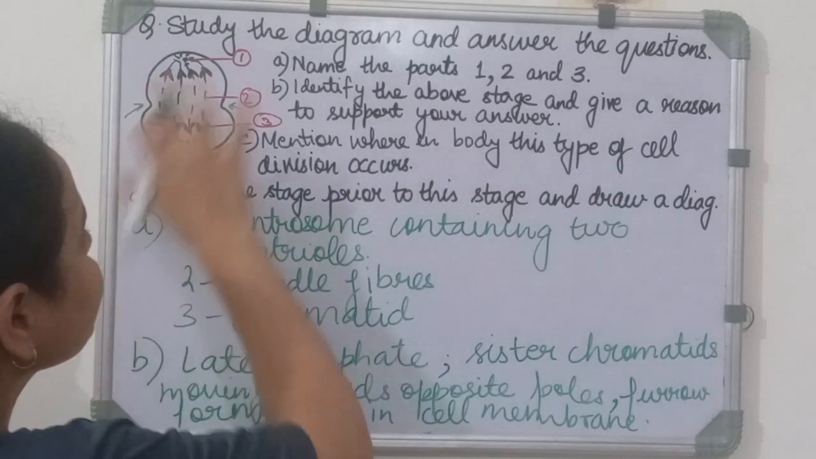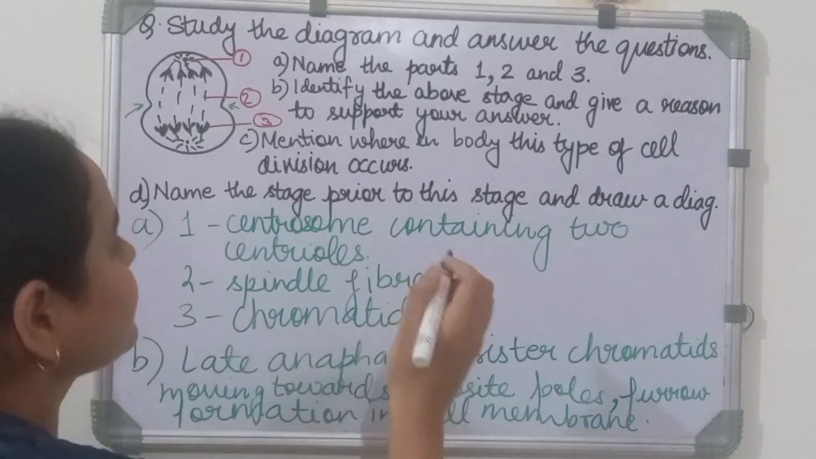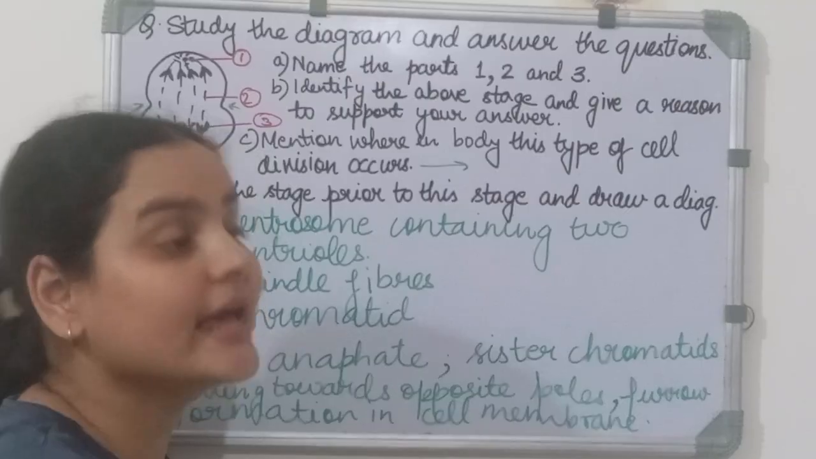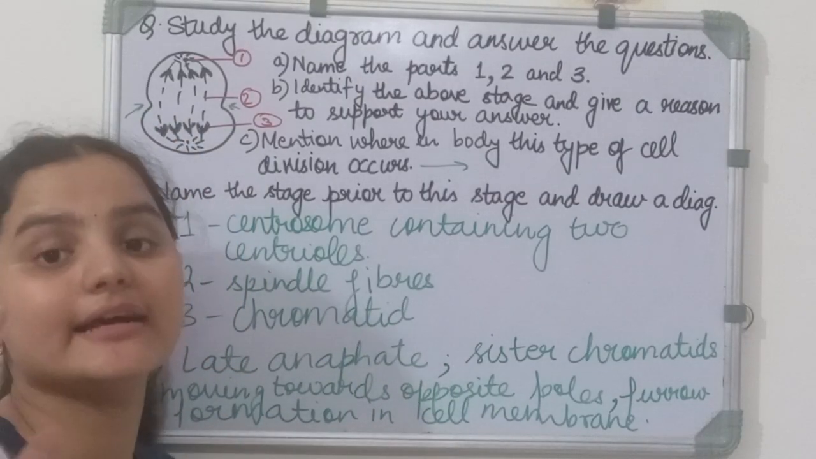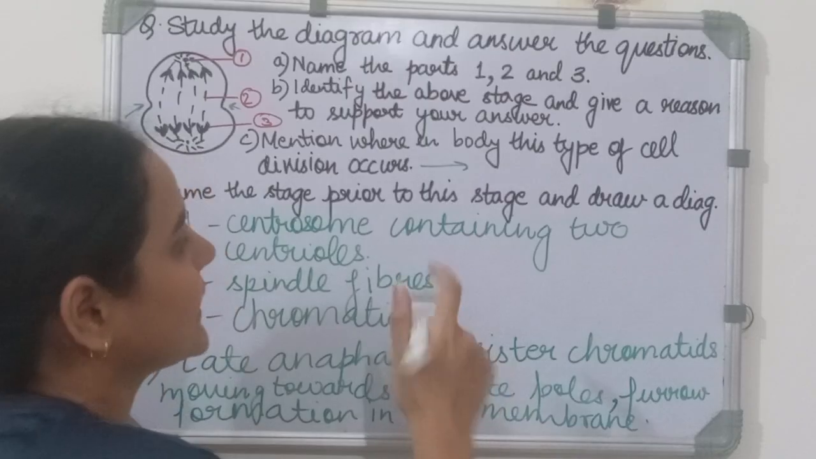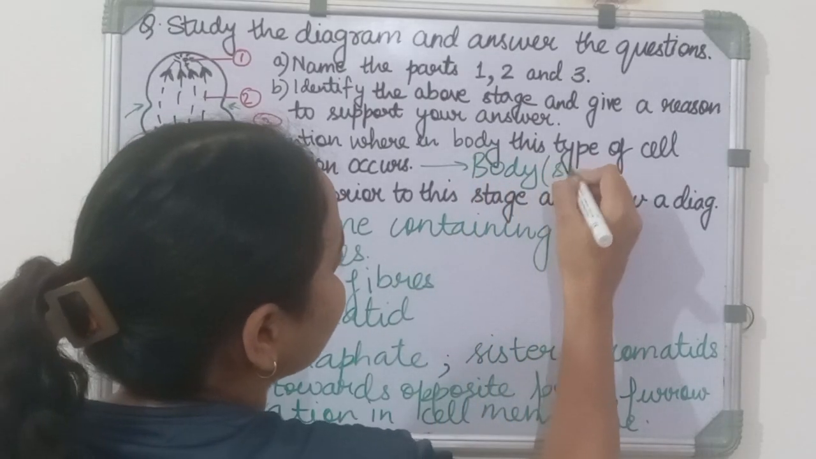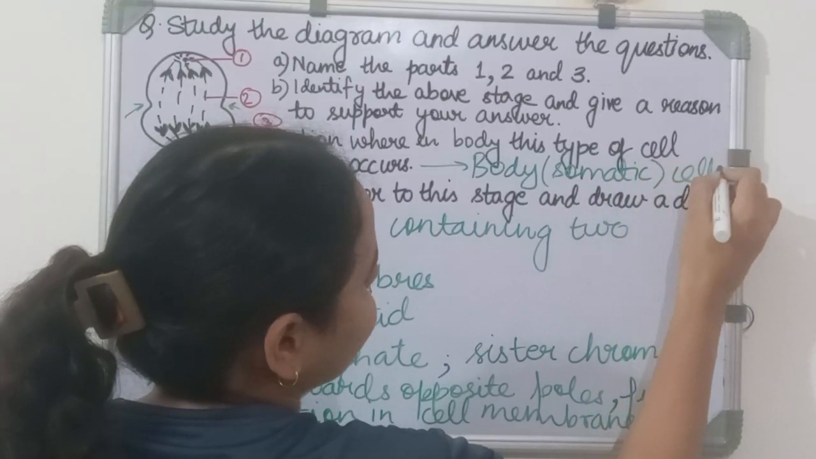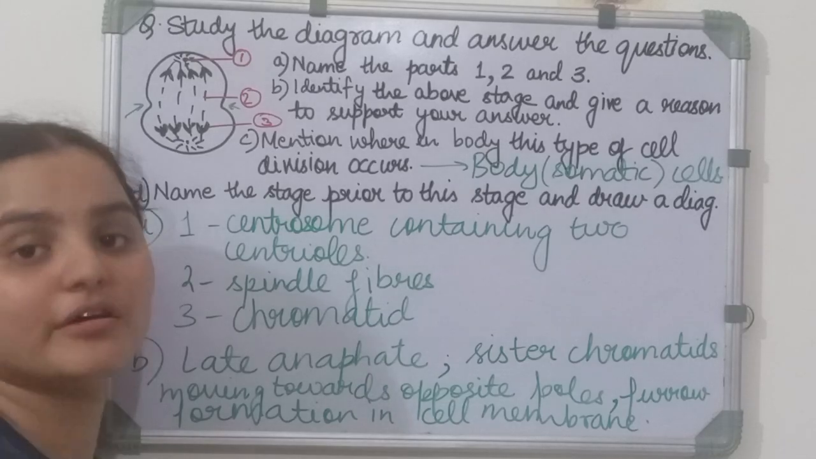Okay, we have to mention in the body where this type of cell division occurs. So it occurs in the body or somatic cells. Okay, it occurs in all the parts of the body, in all the cells of the body except the reproductive cells. So it occurs in body or somatic cells except the reproductive cells, because in reproductive cells meiosis occurs.